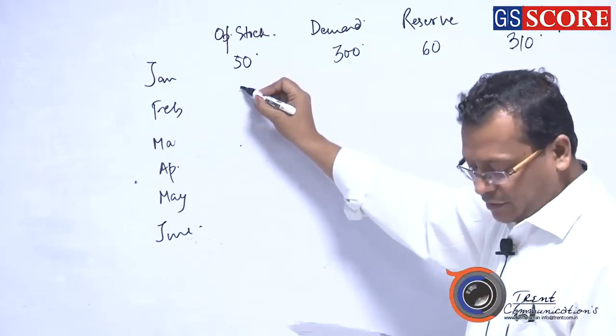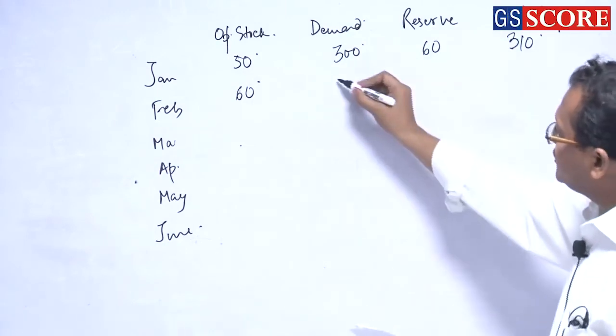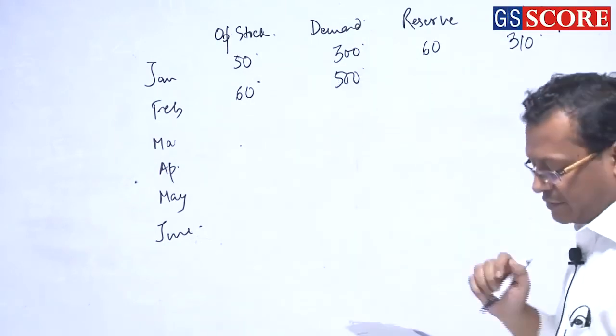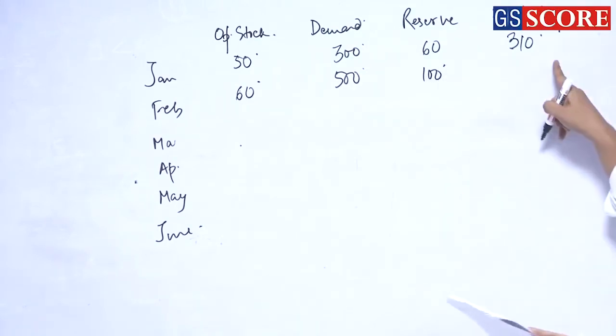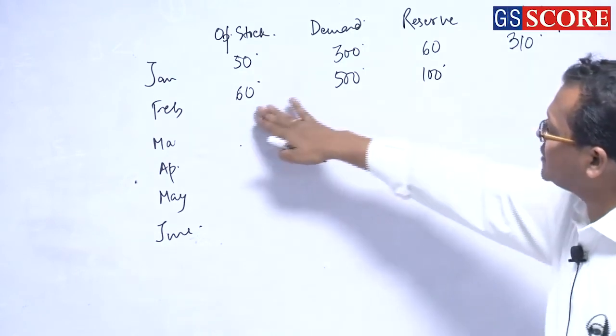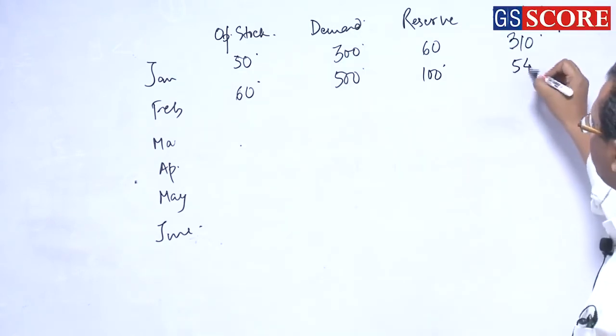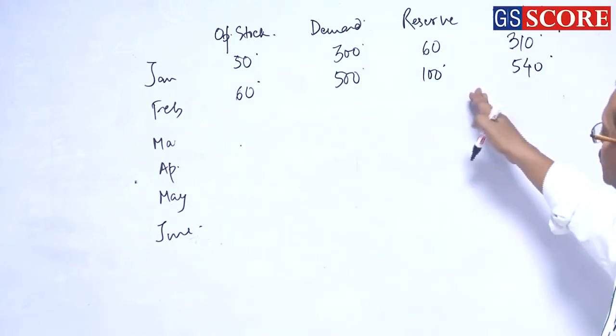Then the reserve becomes the opening stock for Feb. So it is 60. Okay. Feb is 500. Demand is given. 500's 20% is 100. So the production requirement for Feb will be how much? 500 plus 100 is how much? 600. 600 minus 60 is how much? 540. Clear or not? Then comes to March.